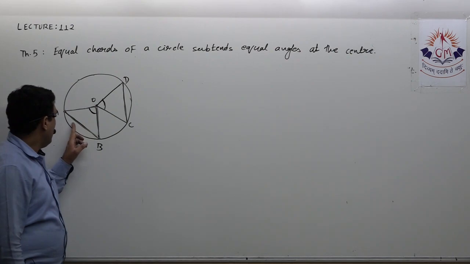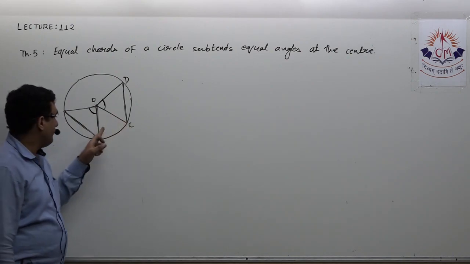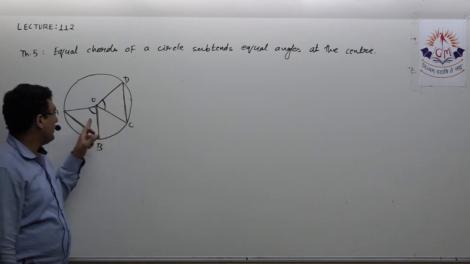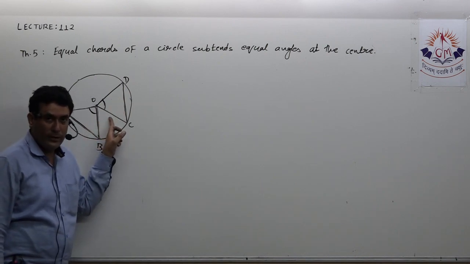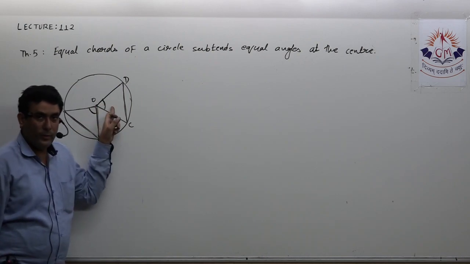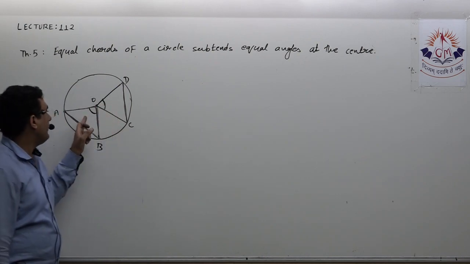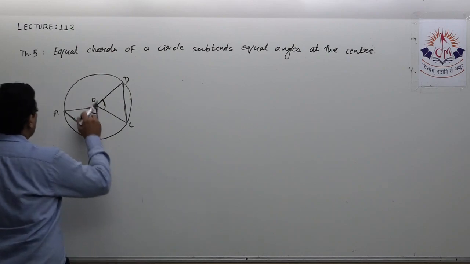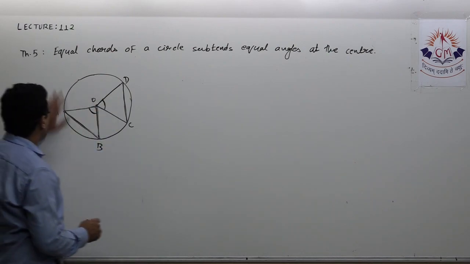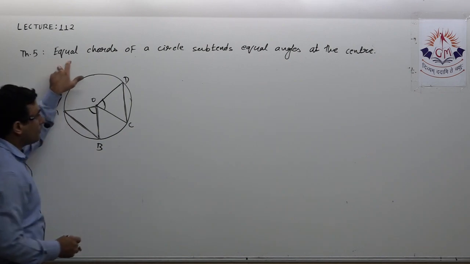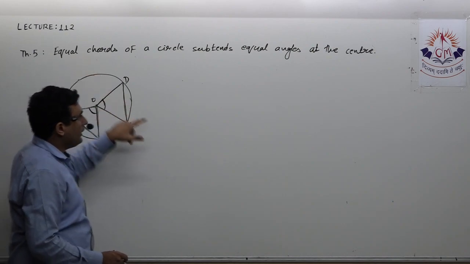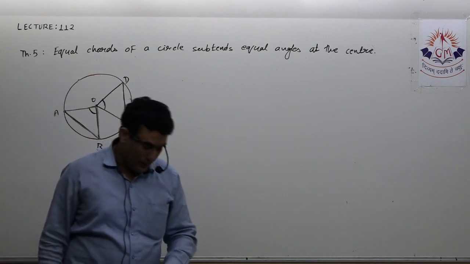Now, AB equal to CD, given. AO equal to DO, radii of the same circle. Similarly, BO equal to CO, radii of the same circle. So we can say these two triangles will be congruent by side, side, side, and hence by CPCT we will say that these two angles are equal. So that was theorem number 5. Now, theorem 6 is the converse of this. That means if two chords subtend equal angles at the center, then the chords will be equal.